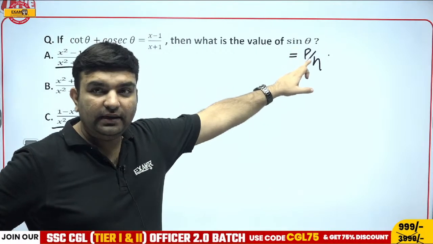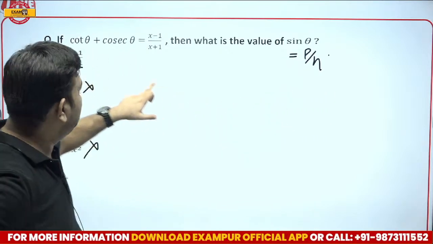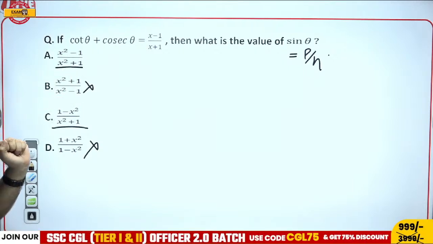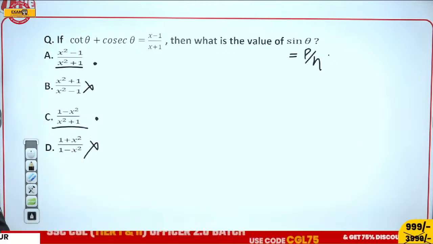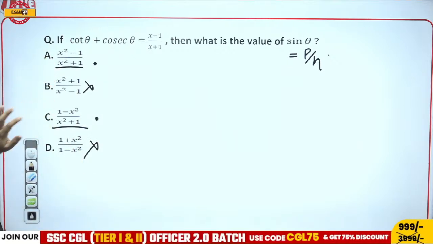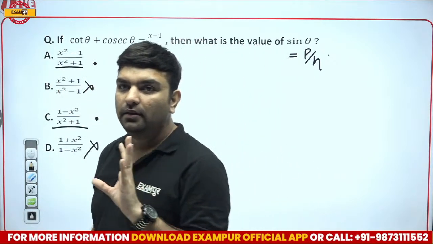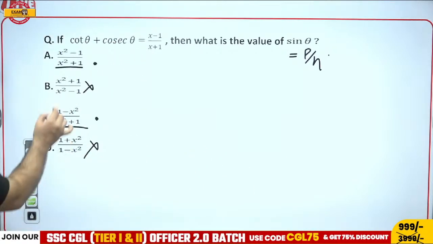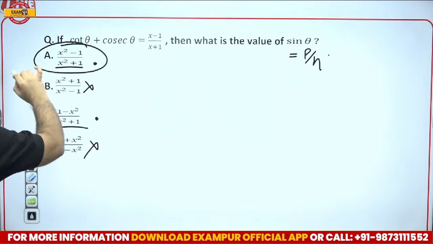Because sin theta is perpendicular over hypotenuse, the denominator should be the largest side. The largest is 1 plus x square only in option number A and only in option number C. Now, this or this. If you lack time, go for 50-50, or solve it completely. This is looking symmetric. A square minus B square, A square plus B square, go for it.